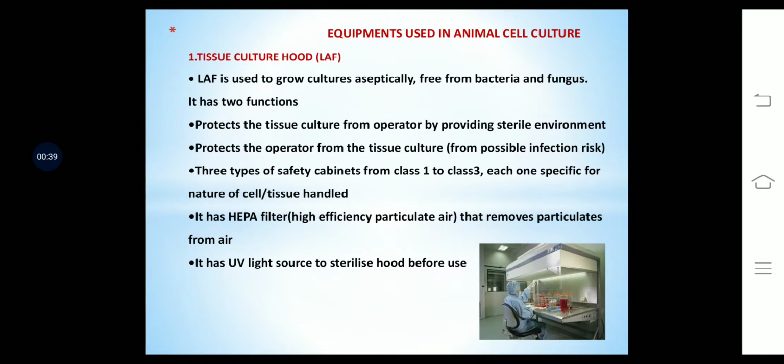There are three types of safety cabinets, type 1, type 2 and type 3. Each one is specific for the nature of the cell or tissue that you are handling. LAF has got HEPA filter, high efficiency particulate air filter that removes particulates from the air. It also has UV light source which has germicidal properties, and it sterilizes the hood before the use.